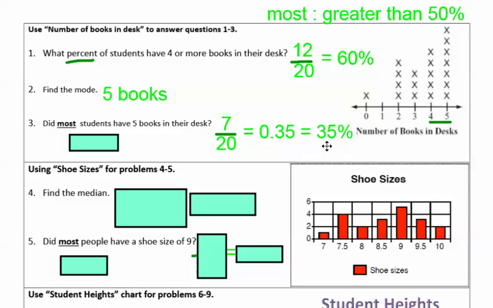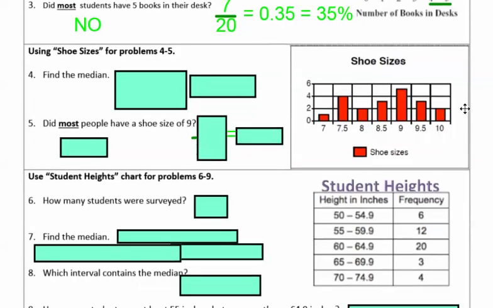Guys, is 35% greater than 50%? No. So most students did not have 5 or more books in there. The answer to this question would be no. If we had gotten exactly 50, guys, it would have also been no. We need 51 or 52 or 70. We just need bigger than 50%.